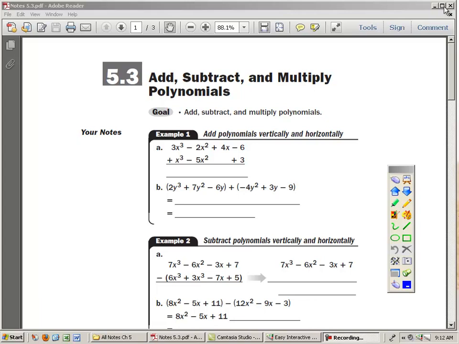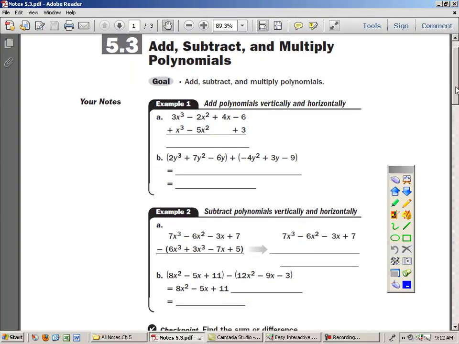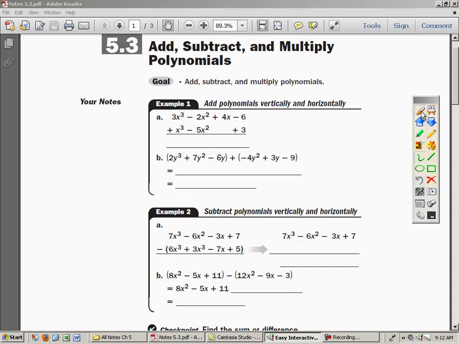We talked about combining like terms way back in chapter 1, but it's certainly not a bad idea to revisit these ideas as they get a little bit more complicated. So the first thing we want to talk about is adding polynomials. There are two different formats the book talks about: a vertical format and a horizontal format.